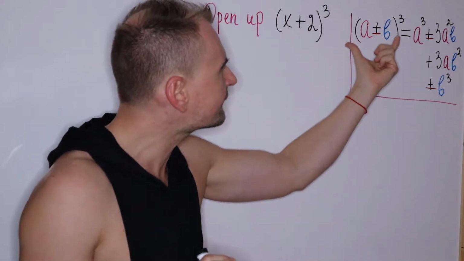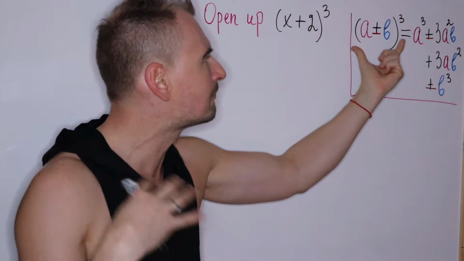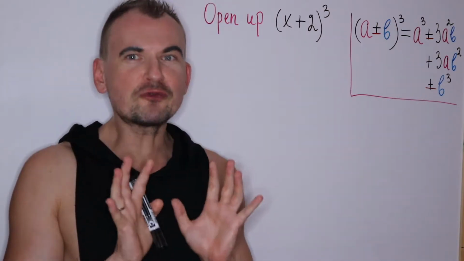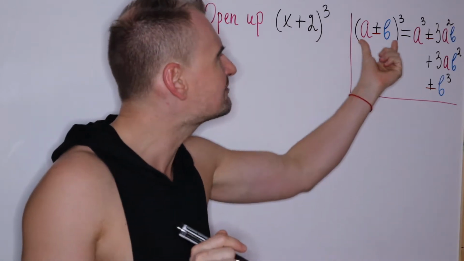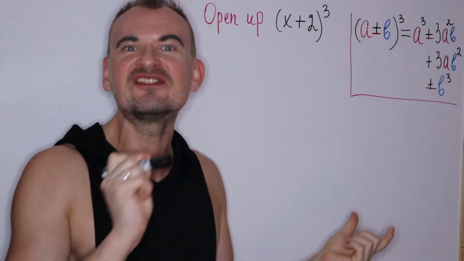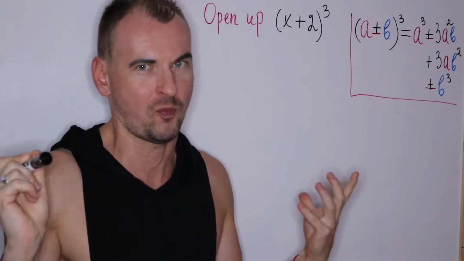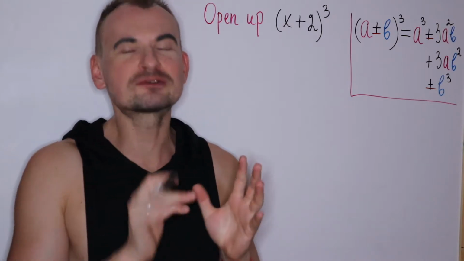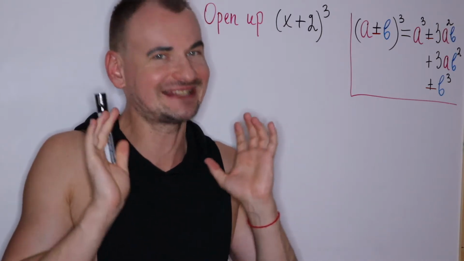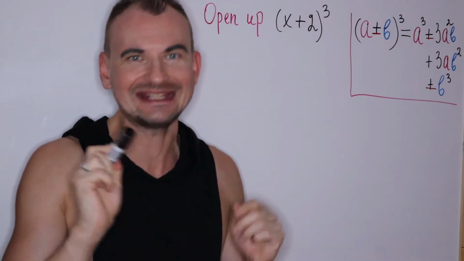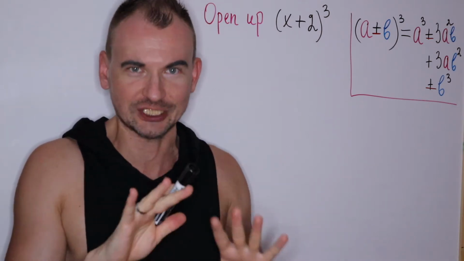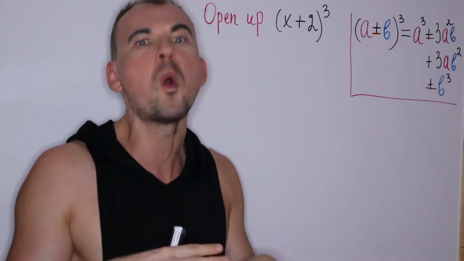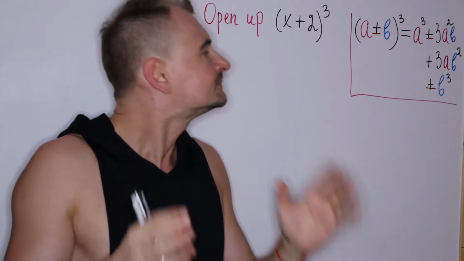So say you have been given this binomial a plus b, or it could be a minus b, to the third power. First of all, notice that a plus b cubed does not equal a cubed plus b cubed. It's not like this. That's completely wrong. Same goes for a minus b cubed. That does not equal a cubed minus b cubed. Completely, totally wrong.